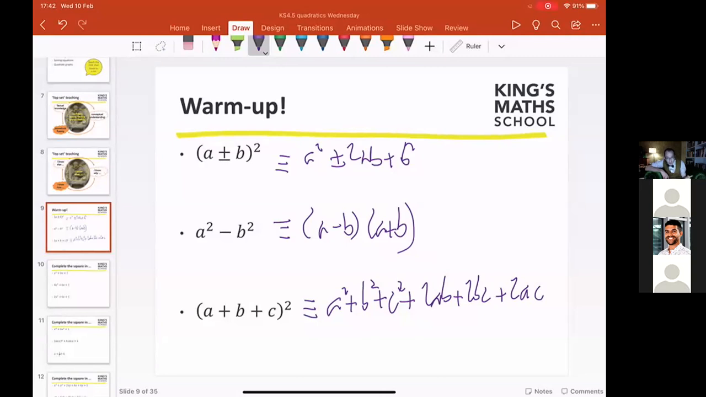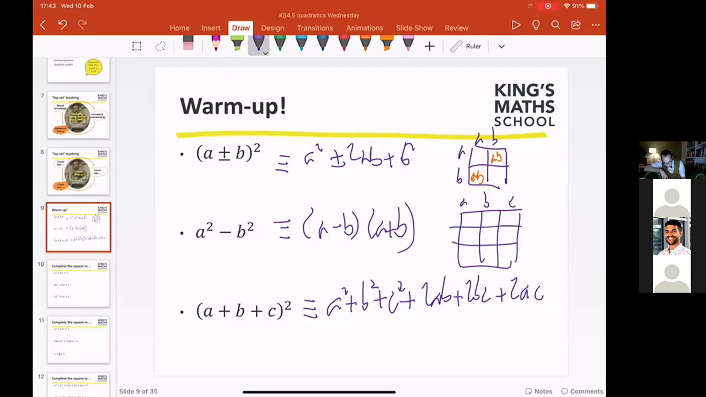I've always been a fan of area representations of multiplications. So I've always been a fan of writing this as a, b, a, b, because that reminds us where we get the 2ab from. And of course, you can do exactly the same thing here. It's just now a 3 by 3 grid. So here we've got a, b, c, a, b, c. And so you've got the a squared, b squared, c squared along the main diagonal.